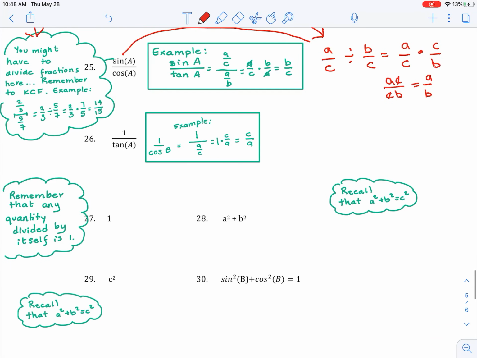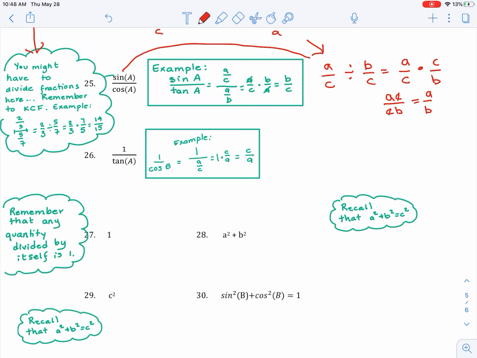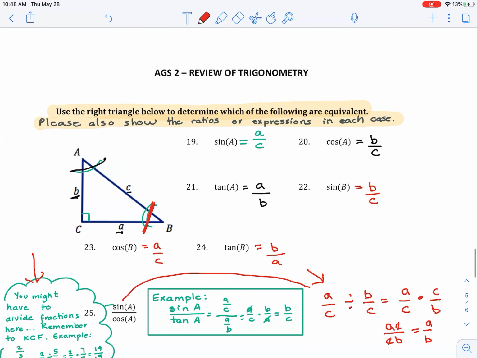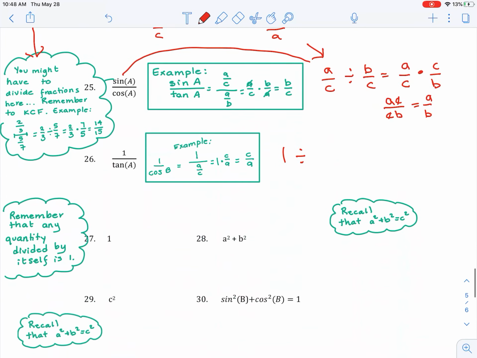Okay, the next one is 1 divided by tangent A, and then an example is given for you. You might try this on your own. But 1 divided by, what was tangent A? It's A over B. So what's 1 divided by A over B? So you might think of that as 1 over 1 times the reciprocal, and that would give me B over A.